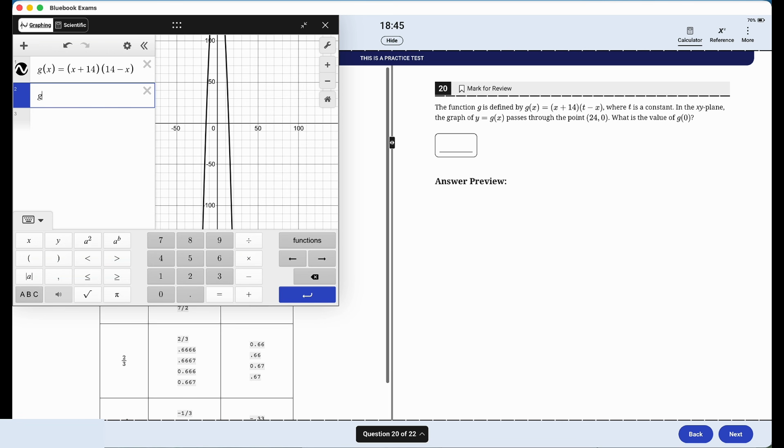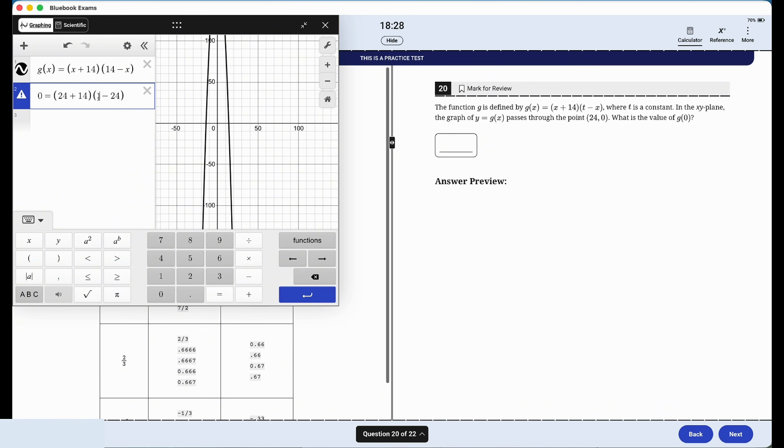So now you see I can go back here. I know t is 14, and I can ask it to do g of 0. And then, wait, was that correct? Let me double check that. 0 equals 24 plus 14. And then, oh no, it was wrong. I made a typo, right? So I just caught that.